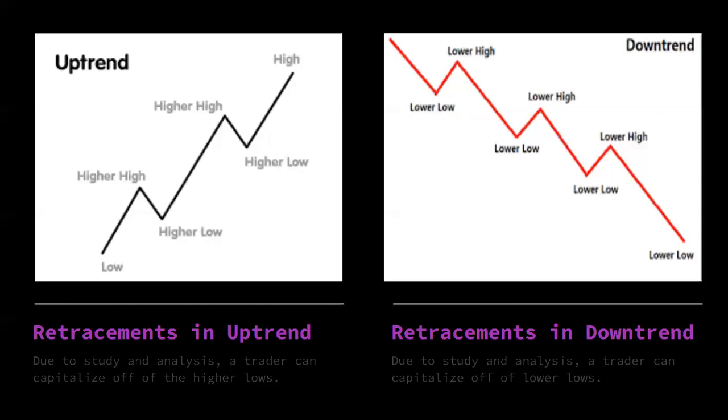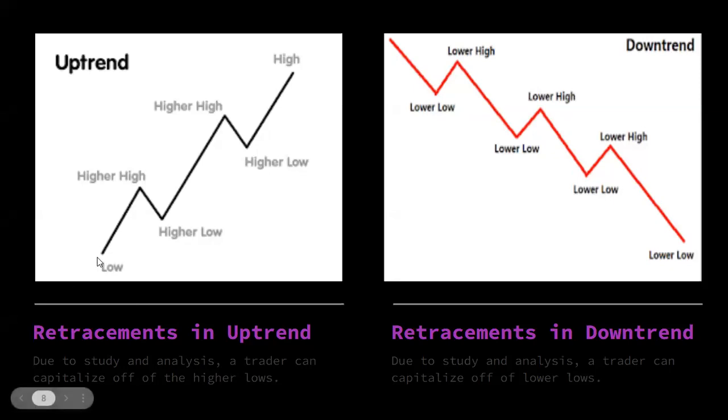So just a visual for this. Let's start off with the left picture. In this uptrend, right, we have our low and then we have our higher highs and higher lows. So due to study and analysis, a trader can capitalize off of the higher lows. So we're in an uptrend, the market is going up, creating higher highs and higher lows. And off of these higher lows is where you can place more positions, right?